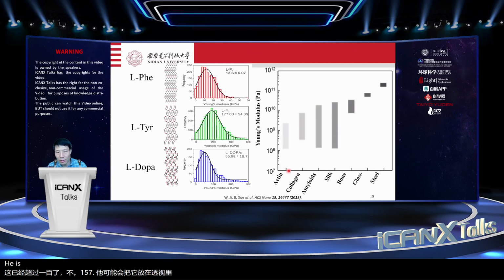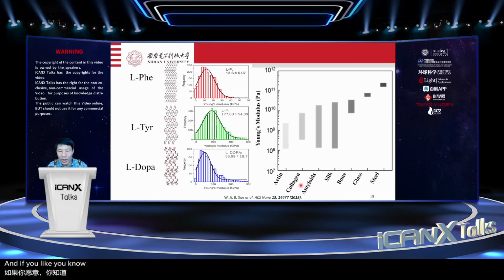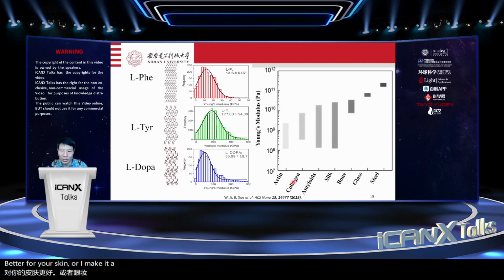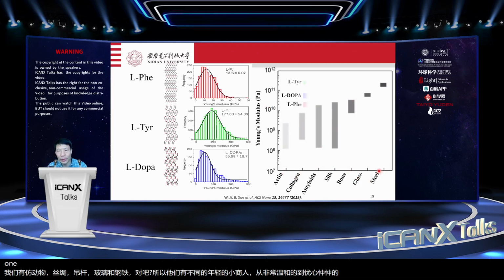We put it in perspective. Here are some common materials and their Young's modulus, and we have actin and collagen. If you like seafood, probably actin, and if you care about your skin, we have the collagen, because people believe collagen is better for your skin, makes it smooth, etc. Right, and we have the amyloid, the silk, the bone, the glass, and the steel, right? So they have different Young's modulus from very soft ones to very stiff ones.